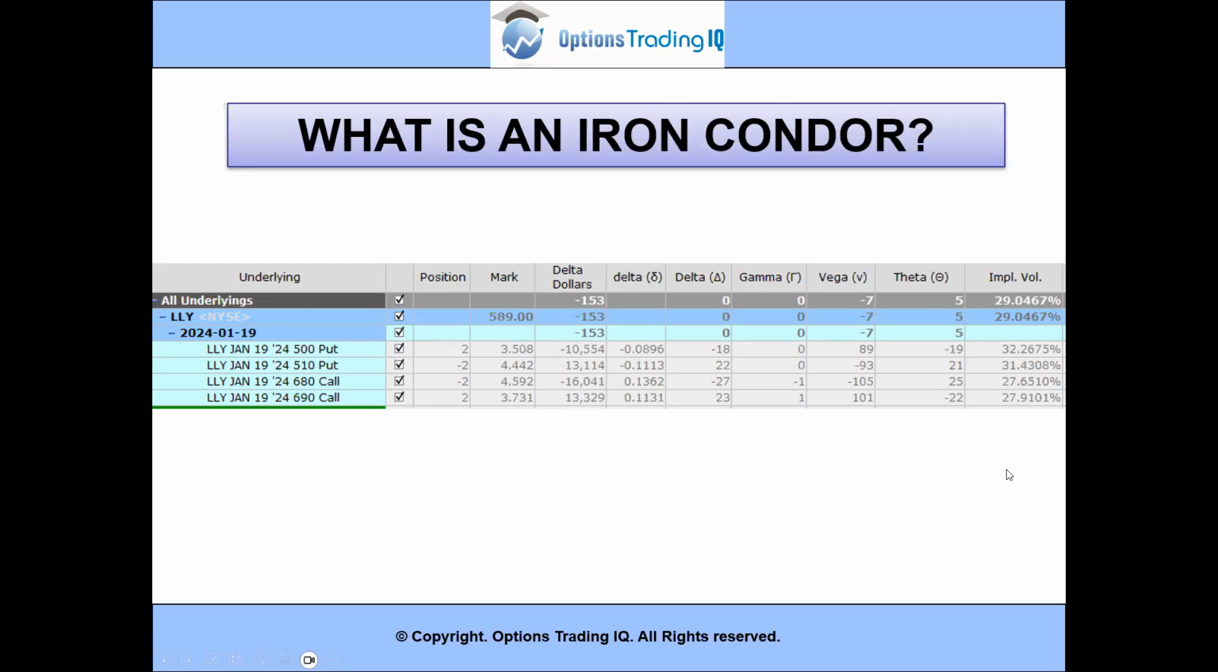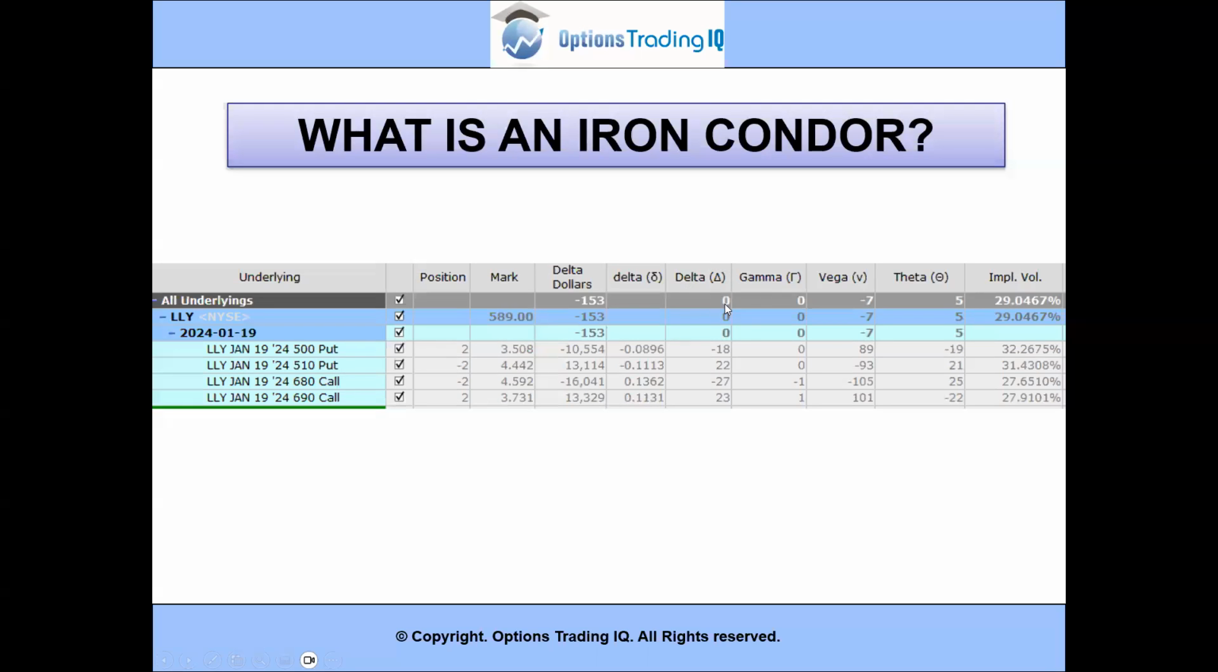So basically what we're looking at here is a January condor on LLY. Short puts are at 510, the long put is at 500, and then the short call's at 680, the long call's at 690. So at 10 points wide, we've got a couple of contracts, and we've got the 11 delta in the short put, and the 13 delta in the short call. Now we'll get to a lot of this setup shortly, but that's a pretty standard setup, particularly for me, around that sort of 12 to 15 delta for my short strikes.